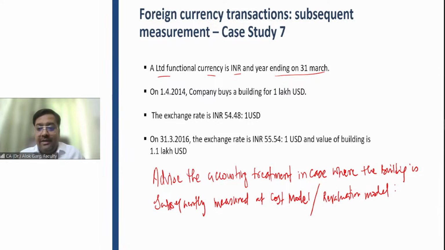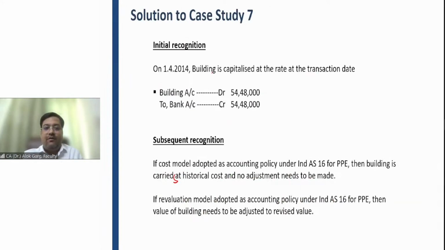So in this case, first of all, on 1st April 2014, what will we do? We will do the initial recognition. Doesn't matter whether subsequently it is cost or revaluation, initial recognition will happen at the spot rate. My transaction is for 1 lakh dollars, and my exchange rate is 54.48. The building is capitalized at the rate on the transaction date, 54.48 multiplied by 1 lakh. So building account debit to bank account 54 lakh 48,000.